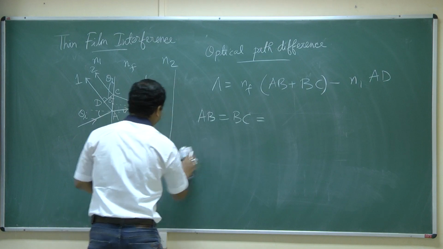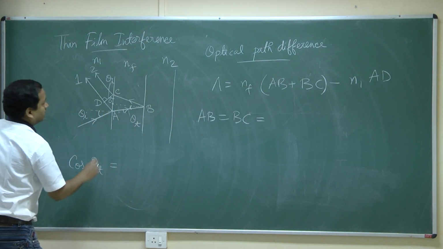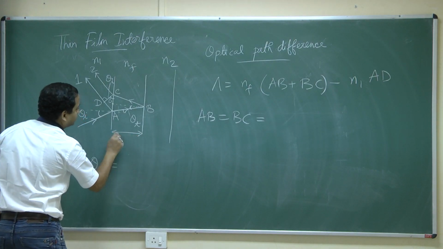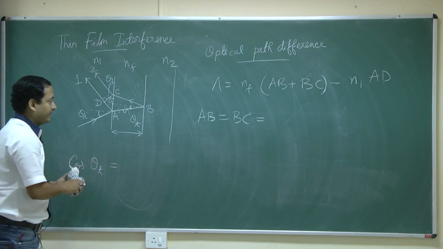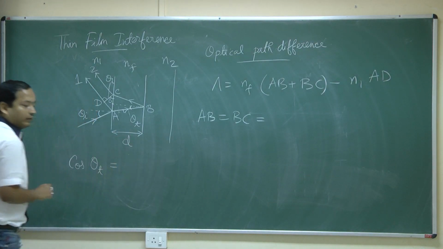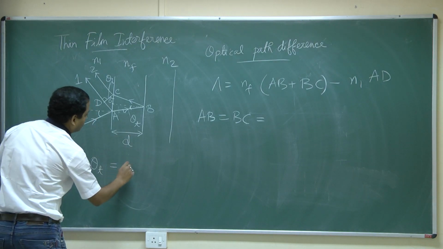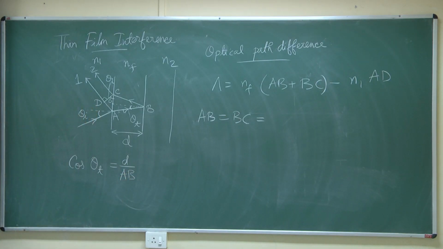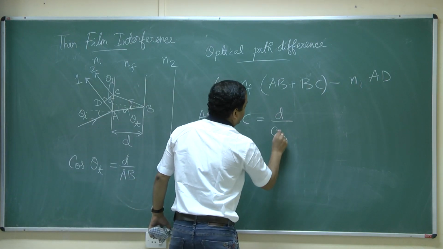So, cosine of theta t would be, let us define the thickness of the thin film as small d. Then this would be d by AB. So, AB is d by cos theta t. So, this is d by cos of theta t.